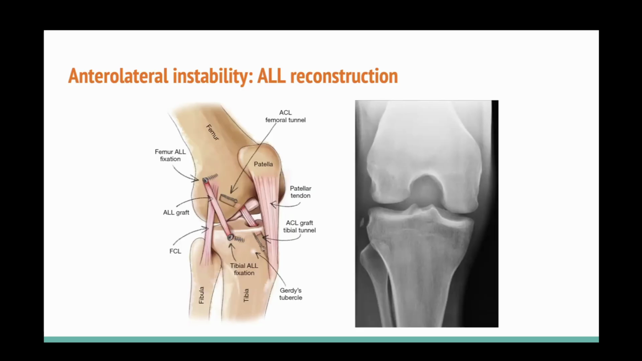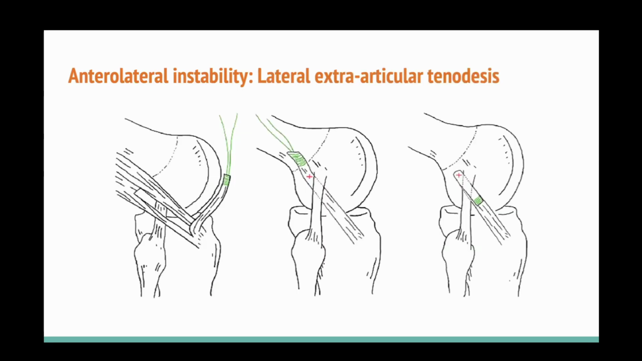And what we're doing here is tacking down a graft on the tibia in between Gerdy's tubercle and the fibular head, and we're tacking it down on the femur just posterior and proximal to the lateral epicondyle. And this is a cool graft because it is theoretically an anatomic graft. So that's what proponents of this graft like. They say we're reconstructing a ligament that exists in the native knee.